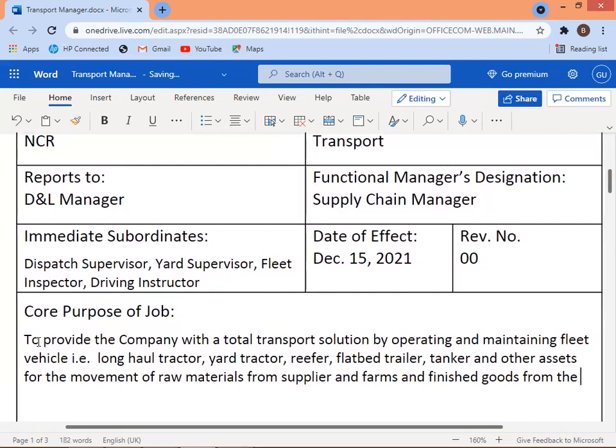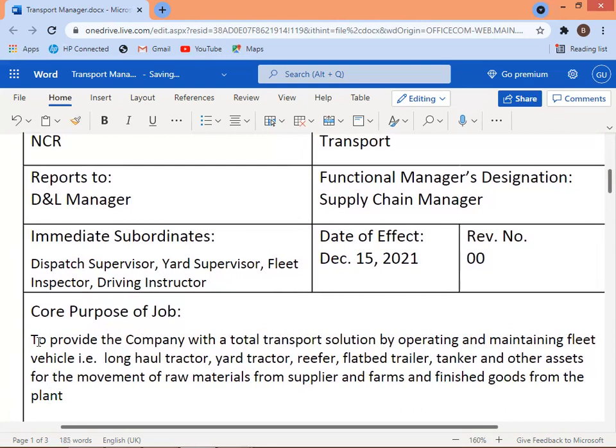Materials from supplier and farms, and finished goods also from the plant. From the plant, this is where the fleet units are docking into the loading bay to pick up some finished products from the plant. This is what you call long haul trips, utilizing long haul drivers from the plant to the sales depot. Okay, sales depot, I would say across the country, in an effective and timely manner.